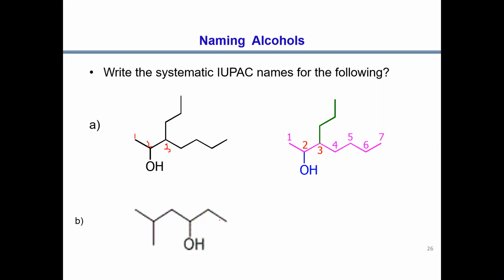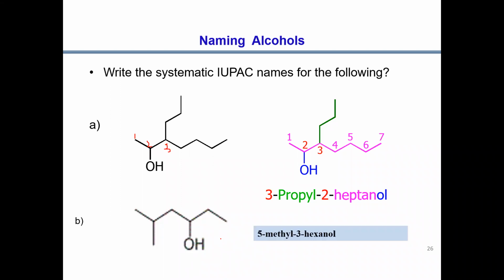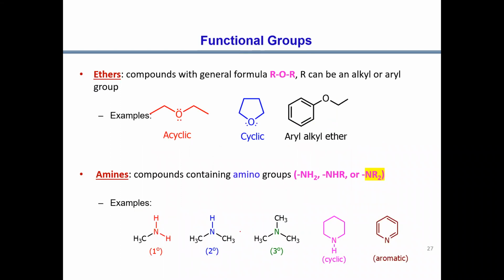So how will you start numbering it? You will start numbering from here because the OH group is very close, right? So 1, 2, 3, 4, 5, 6. So it will be 5-methyl 3-hexanol. Very good. Absolutely fine. Good. So we move on to the ethers now. Or do you want to do one more, or it should be okay? We'll not finish it. Then I think we'll move ahead with the ethers.